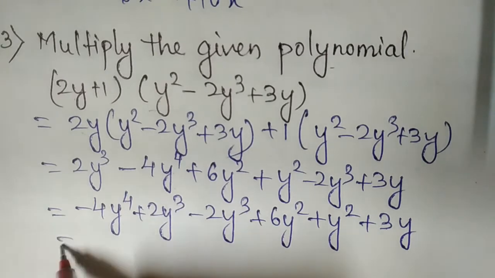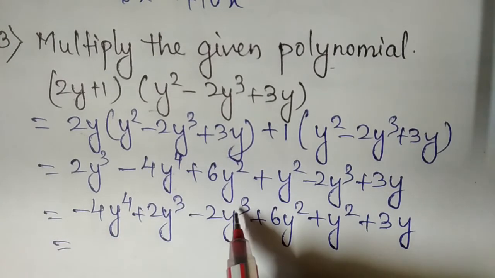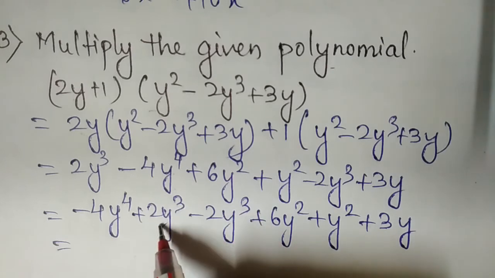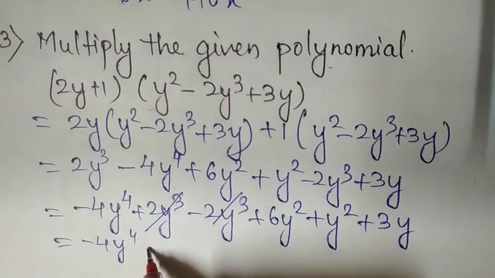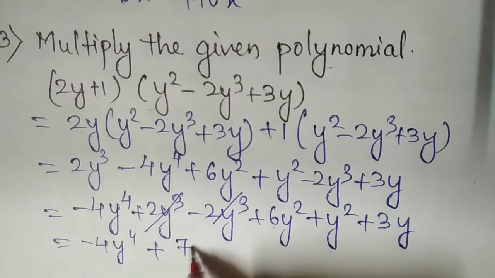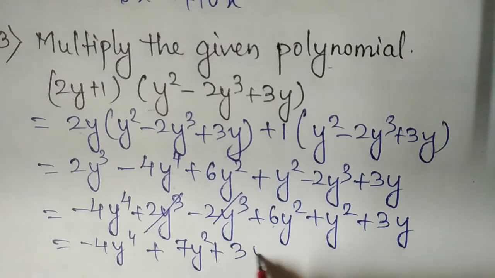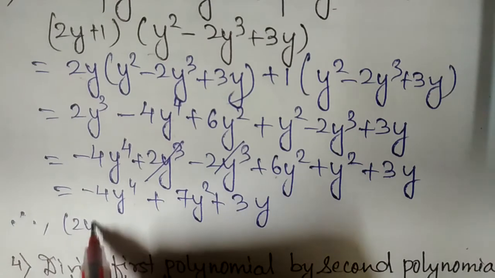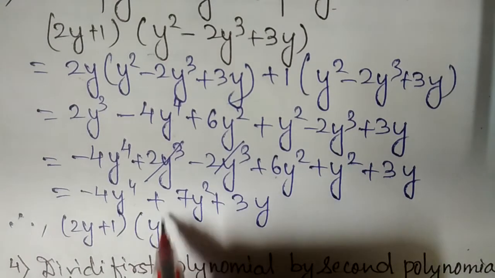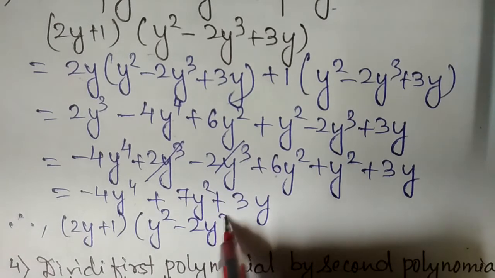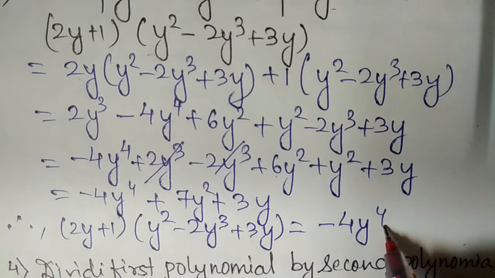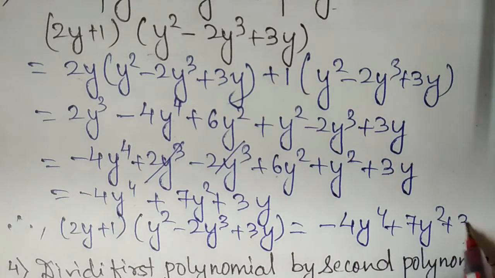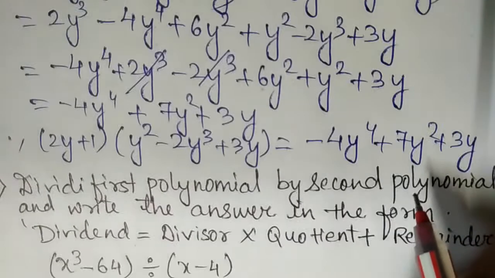Now what are we getting here? Plus 2y cube and minus 2y cube will be cancelled. So minus 4y raised to 4, then 6 plus 1, 7y square, plus 3y. Therefore 2y plus 1 multiplied by y square minus 2y cube plus 3y equals minus 4y raised to 4 plus 7y square plus 3y. Now come to the division.